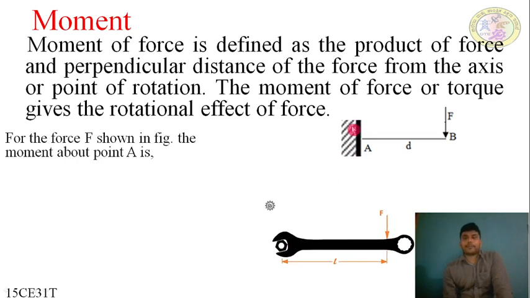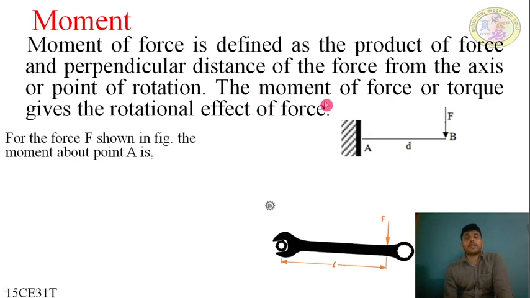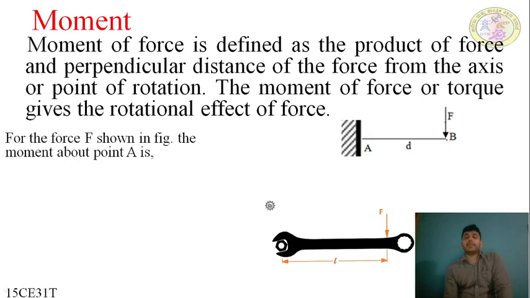Moment is also known as the rotational effect of force on the body. Here F is a force, and A is a body which is fixed here, where A will be the point of rotation. When force is applied on this member AB at point B, the distance from the point of rotation to the force is d. The distance between the point of rotation and the point of application of load is d, which is always the perpendicular distance to F.